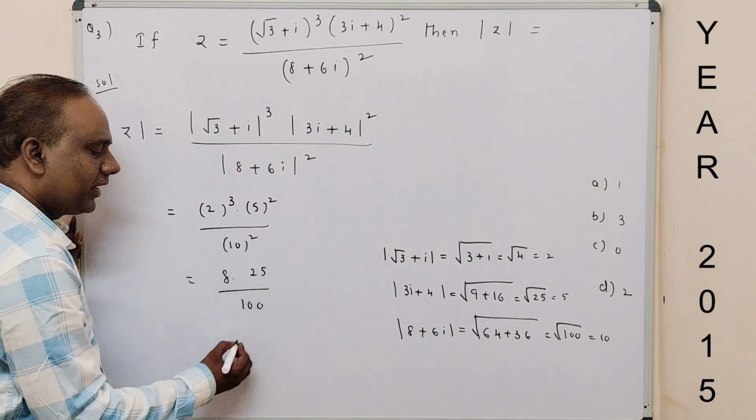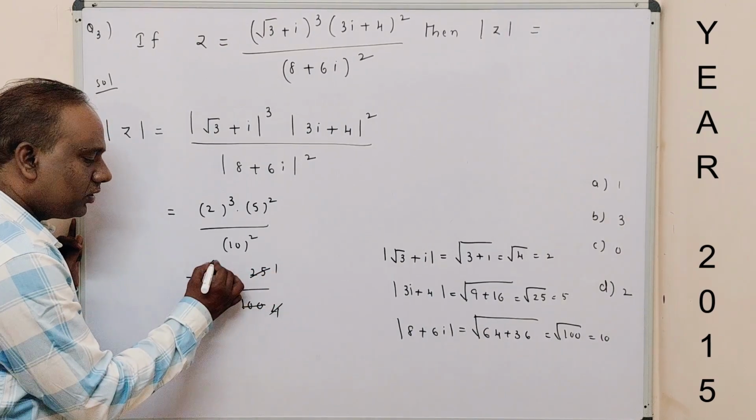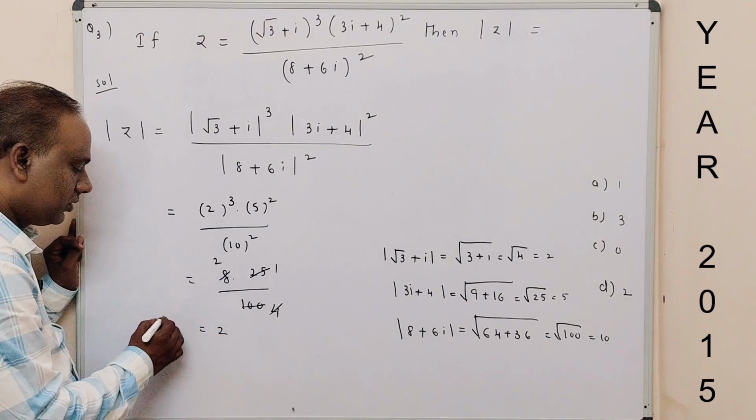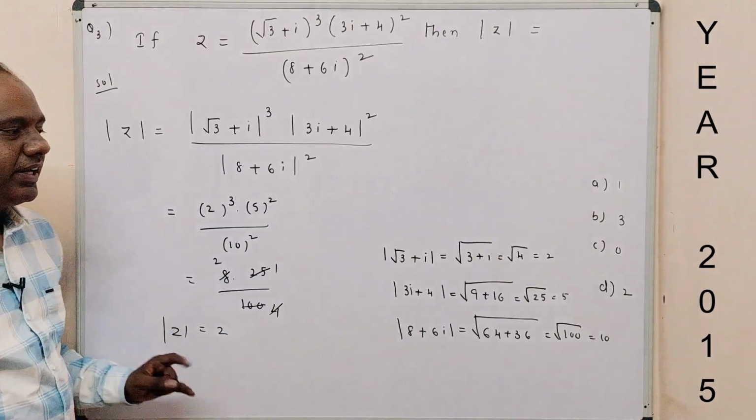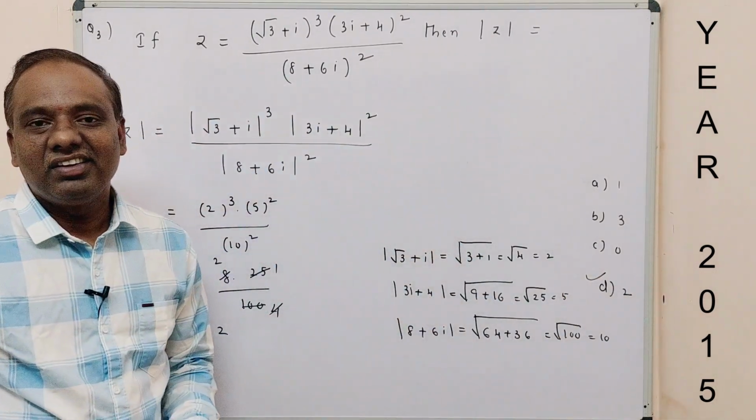10 square is 100. So 25 1 ja, 25 4 ja, 4 1 ja, 4 2 ja. So modulus of z is equal to 2. So here option D is the correct answer.